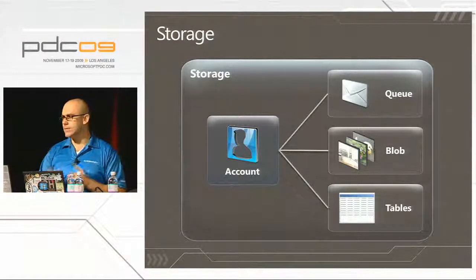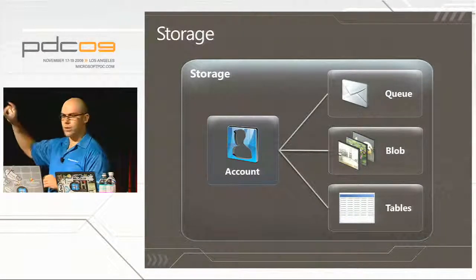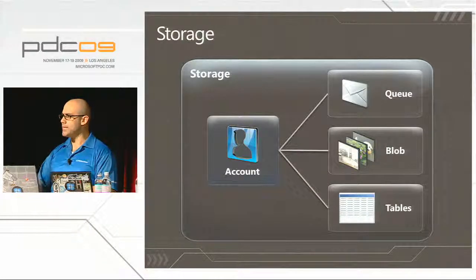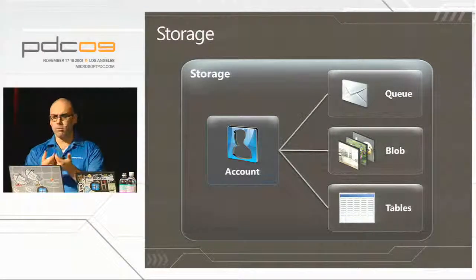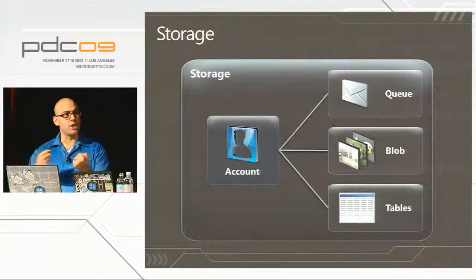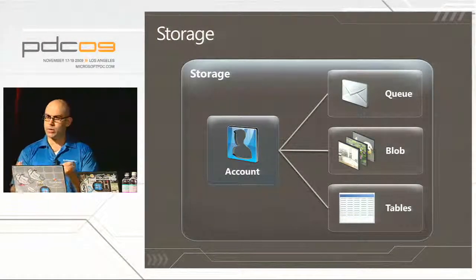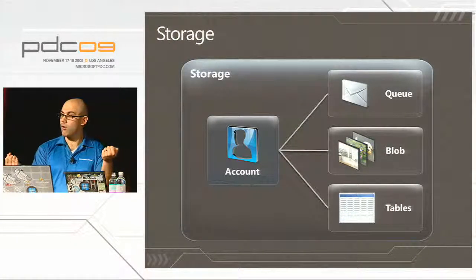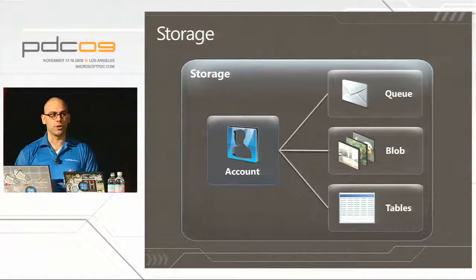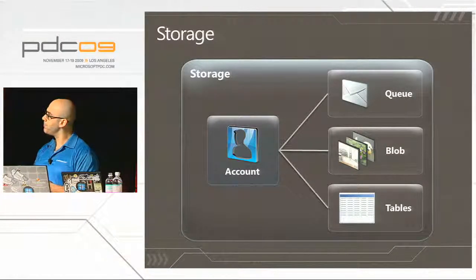So there's three main services inside storage. You've got the queue, and that's your message-based service where you can put small messages onto the queue and use that as a communication mechanism. So perhaps you might use that as a way to communicate between your web role and your worker role. You can actually persist messages on the queue, and you can write them and you can read them.